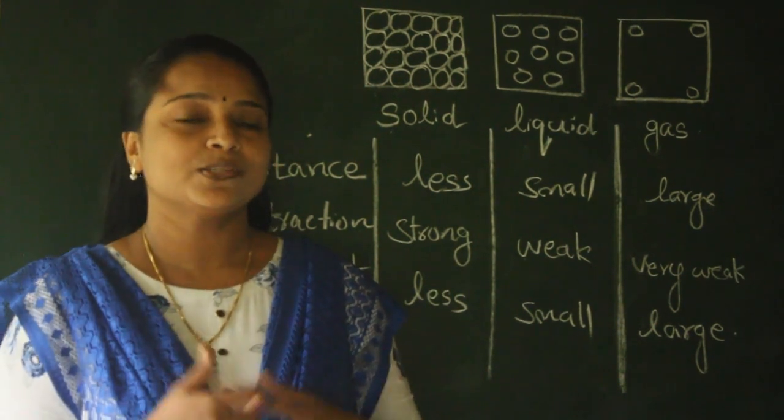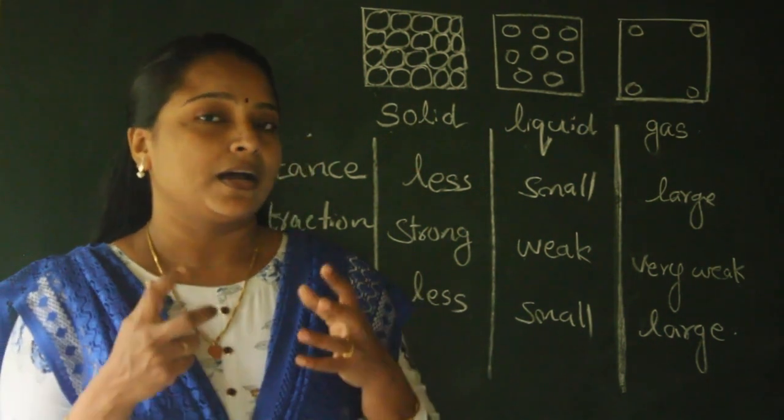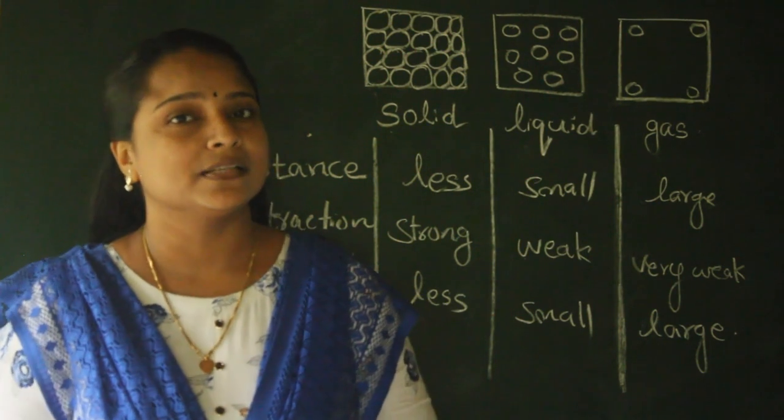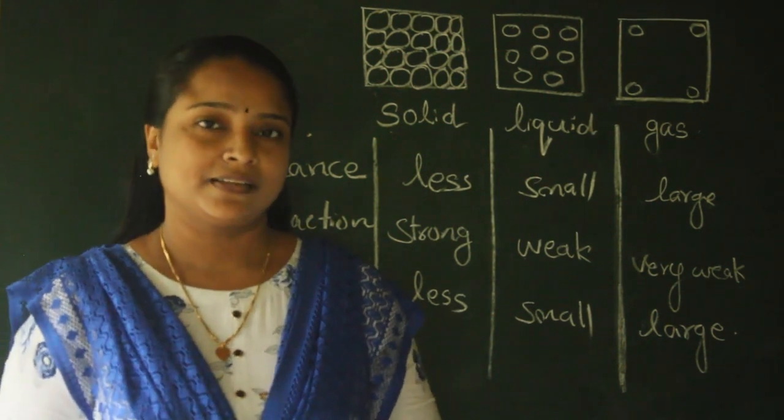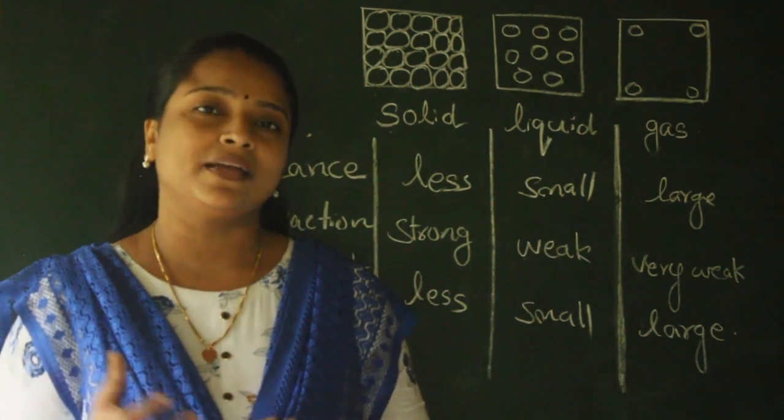Okay. So at the end of our class, we can conclude the arrangement of tiny particles in the three different states, and we have defined the properties of solid, liquid and gas.